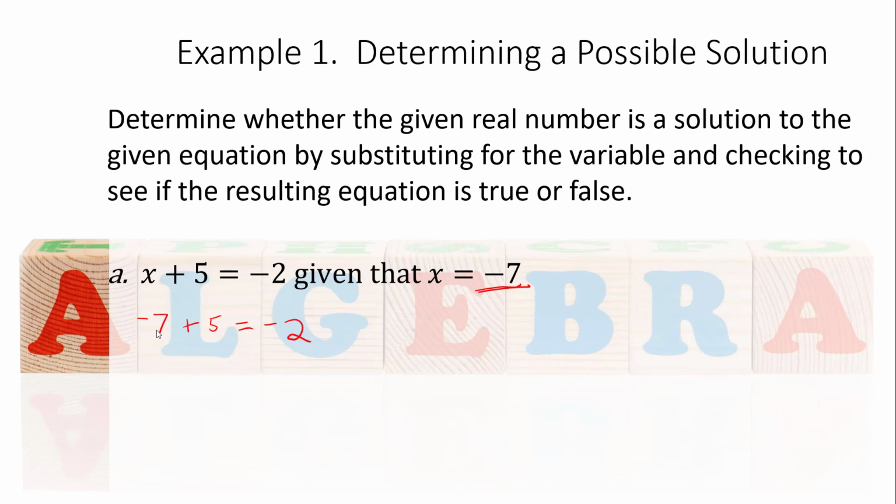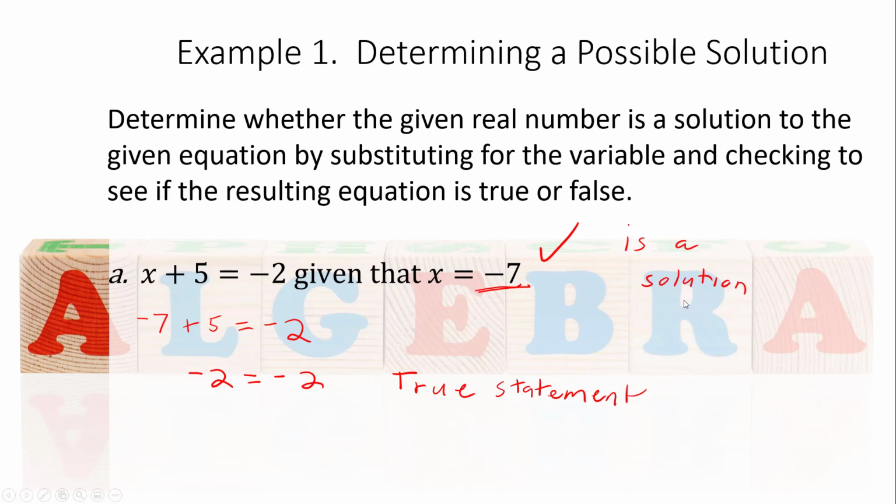Okay, now, do you guys know what -7 plus 5 is? I bet you do. That's going to be -2. So once I simplify this part right here, I have -2 is equal to -2, which is a true statement. As a consequence, this is a solution. Yay for us.